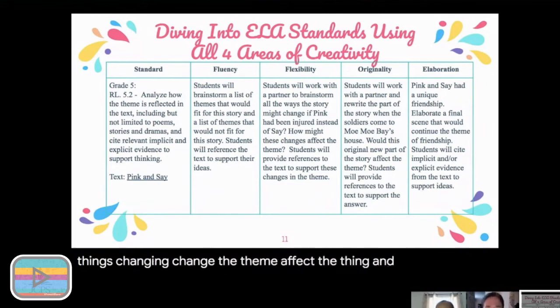And with my elaboration, Pink and Say had a unique friendship. Elaborate a final scene that would continue the theme of friendship. And students will cite implicit or explicit evidence from the text to support their ideas.